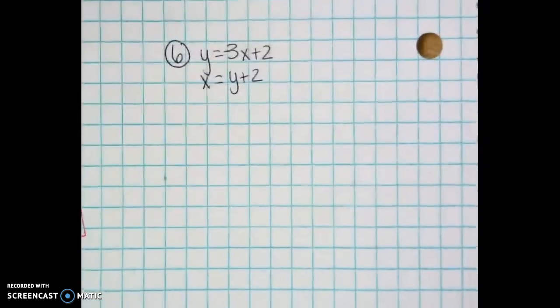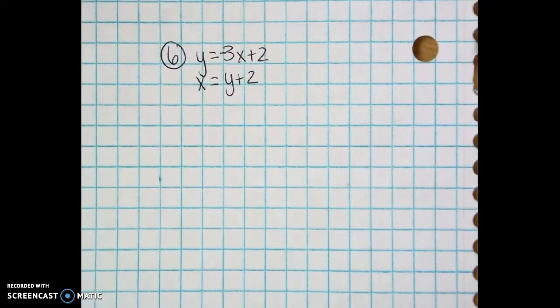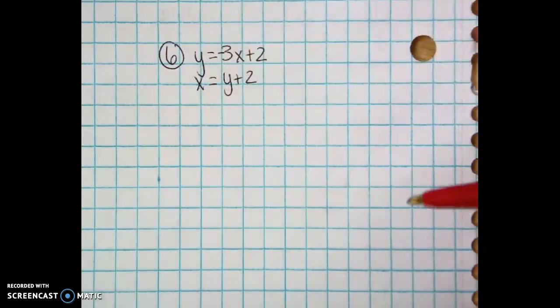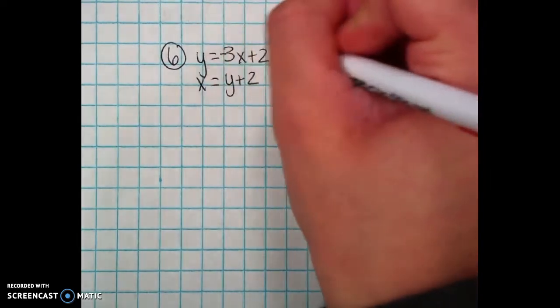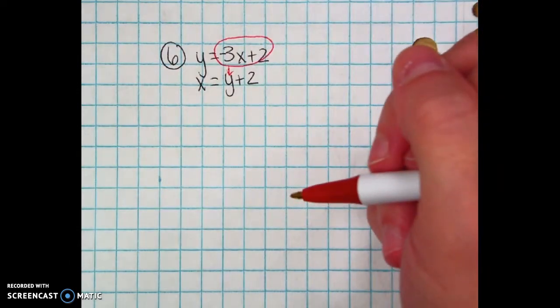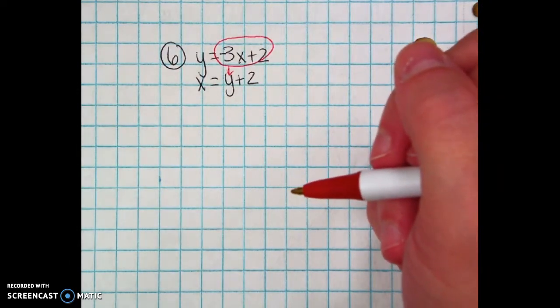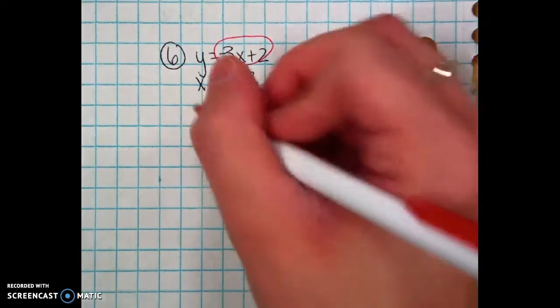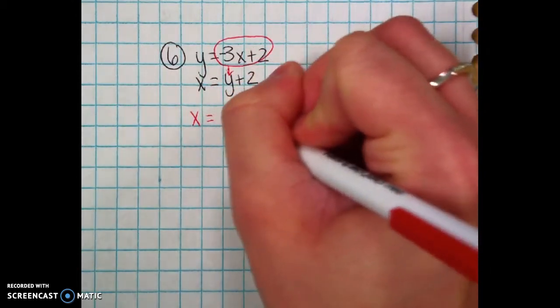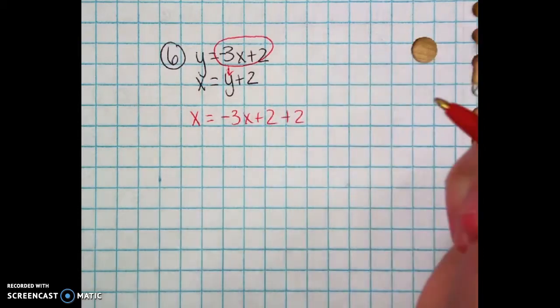Okay, next one. Go ahead and do this one. Okay, for this one, you could either take this and plug it in for the y, or you could take this stuff and plug it in for the x. Doesn't matter to me. I'll just go ahead and put this down there. If you did it the other way, subbed in for x, you still should get the same answer at the end of it. So this becomes x equals negative 3x plus 2 plus 2.